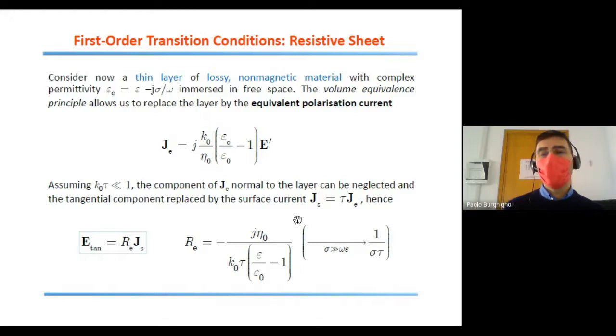And this generalizes the case of a very good conductor, which can be recovered by enforcing the condition that the material is a good conductor. That is, its conductivity is much larger than omega times epsilon. In this case, you will find easily that this expression reduces to the previously derived one, that is the reciprocal of sigma times tau.